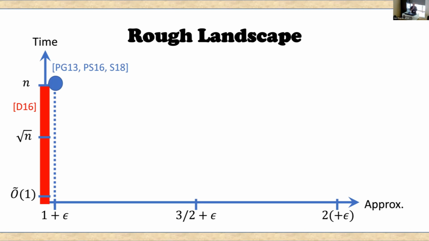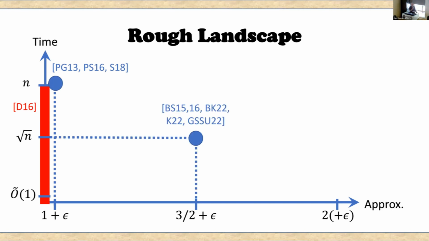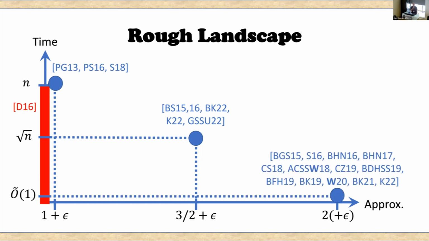Good. If you want faster algorithms, then you can do quadratically faster and get root n time, but now you have to pay in the approximation ratio and get something like a 3/2 approximation. And finally, if you want blazingly fast algorithms, something exponentially faster, then you have to go all the way to 2 approximation. And there's been a lot of work, particularly in that bottom right quadrant.